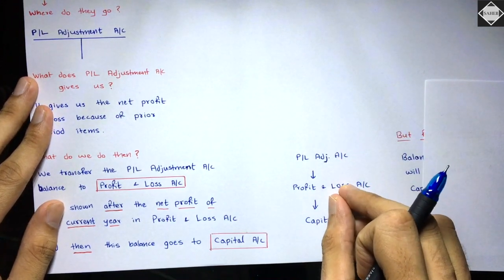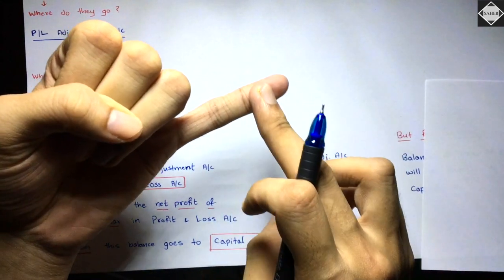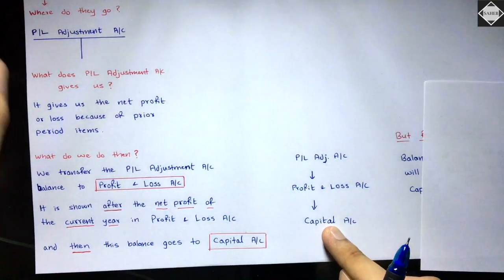And then in profit and loss account, what will happen? There will be current year profit and loss. Yeah, current year profit or loss. And then this prior period profit or loss, both of these will go to capital account.